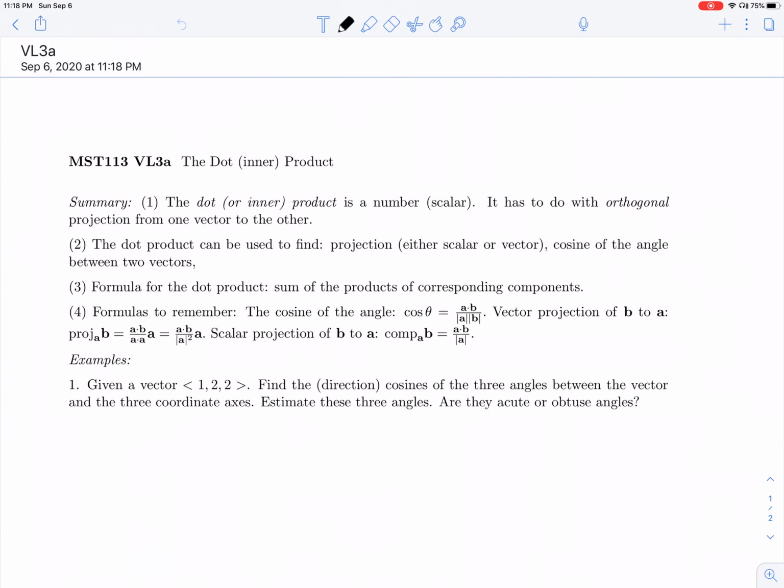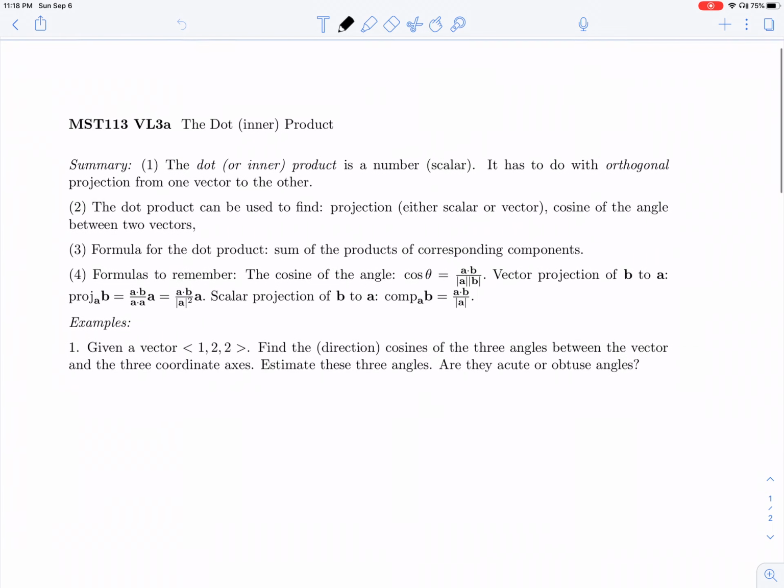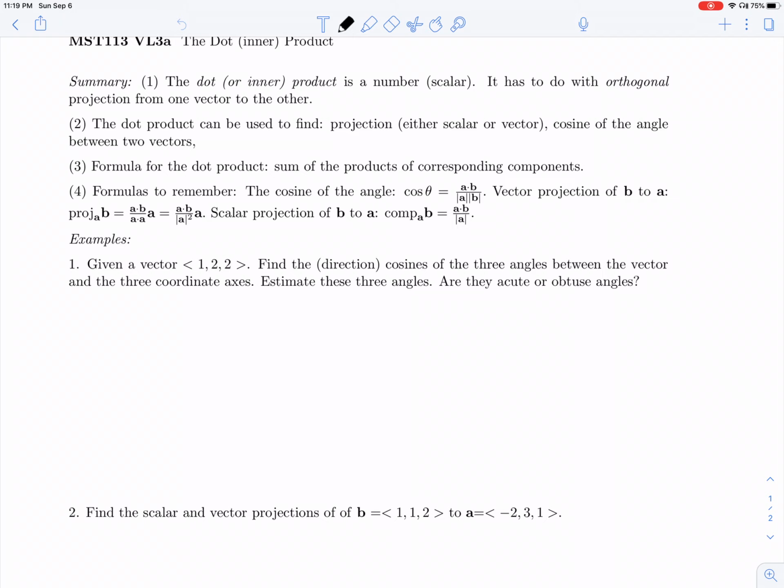All right, let's look at how we do this so-called dot product or inner product. I made a summary about the properties of the dot product over here. It's going to be really convenient because sometimes we may not remember the formulas. So over here we have formulas for the cosine of the angle, and also the projections: the vector projection and the component projection, so-called scalar projection.